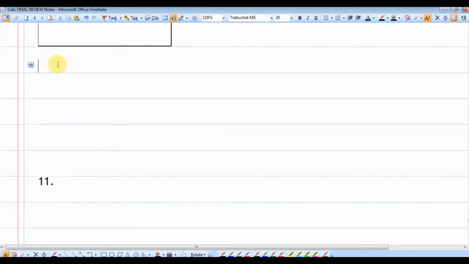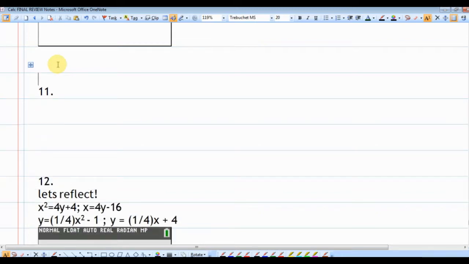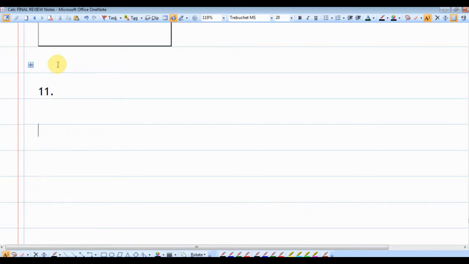Let's take a look at 11. Sand is falling off a conveyor belt into a conical pile at a rate of 15 cubic feet per minute. The diameter of the base is twice the altitude. At what rate is the height of the pile changing when it is 10 feet high? Good. What kind of shape am I looking at here? Cone, good. Let's draw a cone.